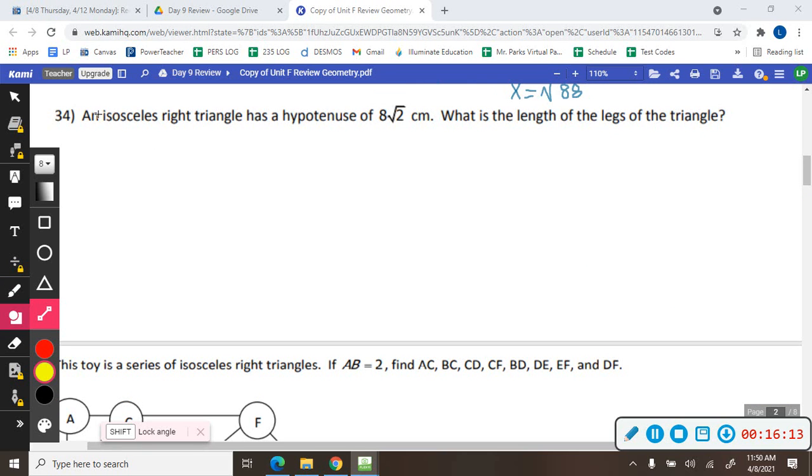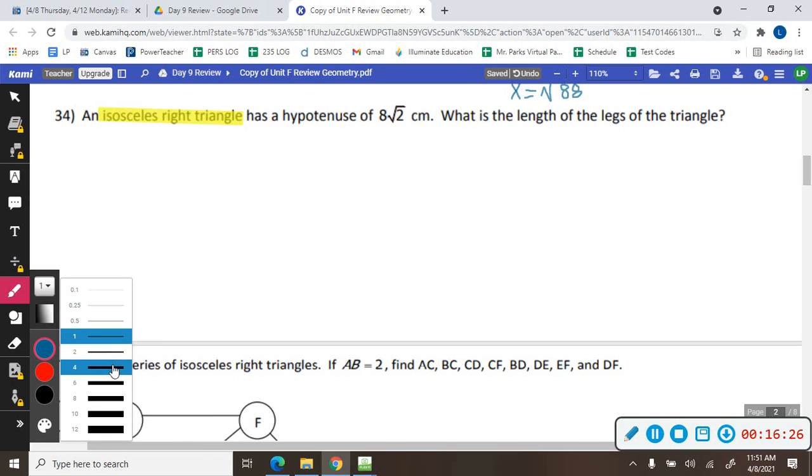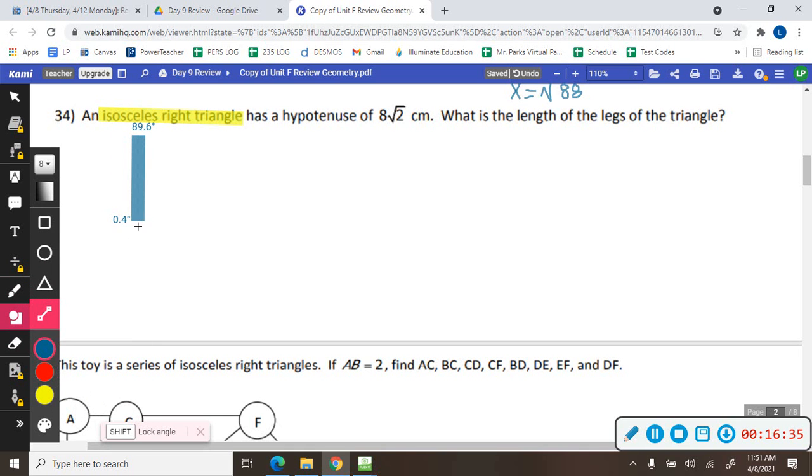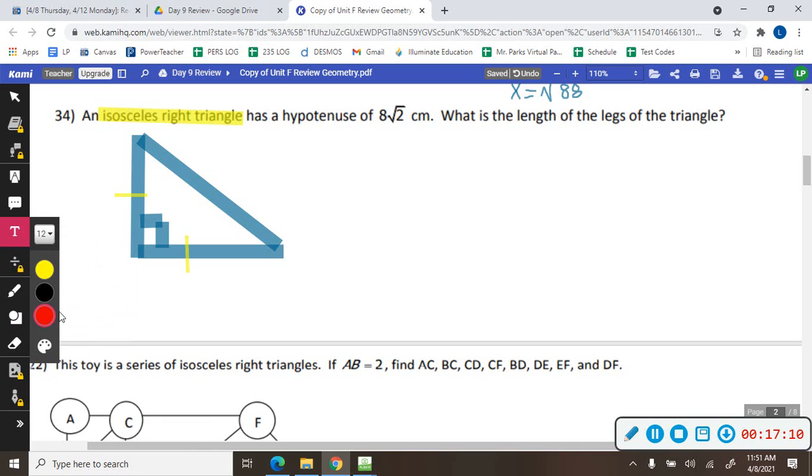So we have an isosceles right triangle. So that means it's 90 degrees with two sides that are the same. So I'll draw me a triangle here. So right triangle means straight up and down, and then right. There's my isosceles right triangle. And so what does that mean? That means that these two are the same, so this equals this. That also means in an isosceles right triangle that this is 45 degrees, and so is this.